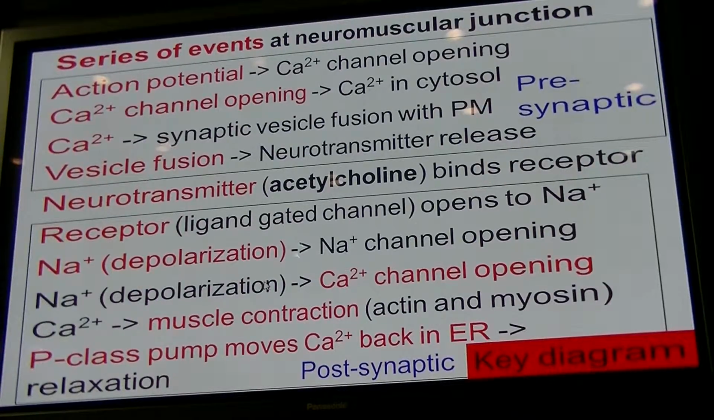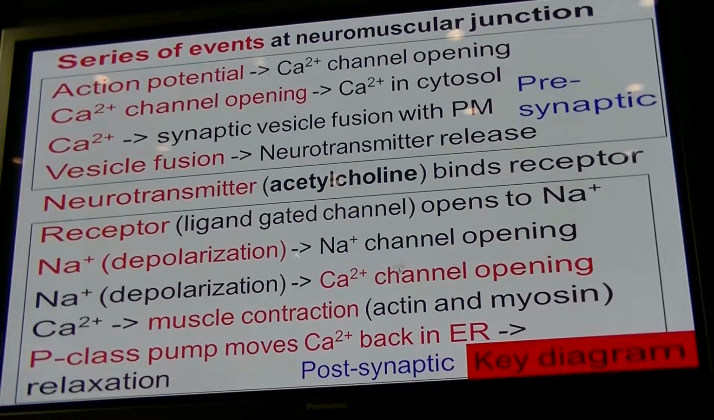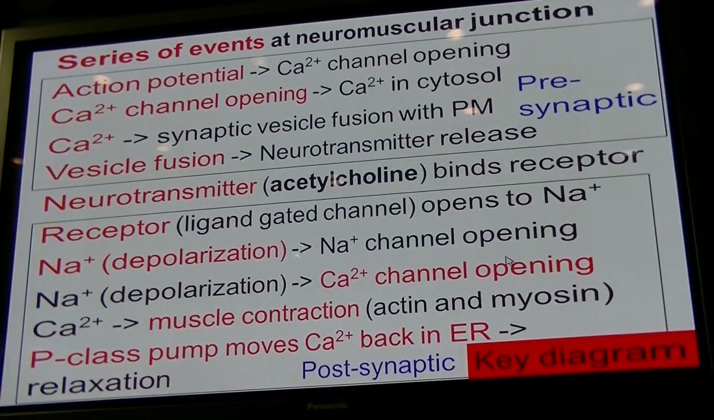That sodium flow causes the depolarization of the entire muscle membrane. That leads to calcium channel opening by means of a complicated mechanism. It involves places of close contact between the sarcoplasmic reticulum and the plasma membrane in the muscle cell. Calcium is released, that causes muscle contraction. That involves molecules that we'll see later called actin and myosin.